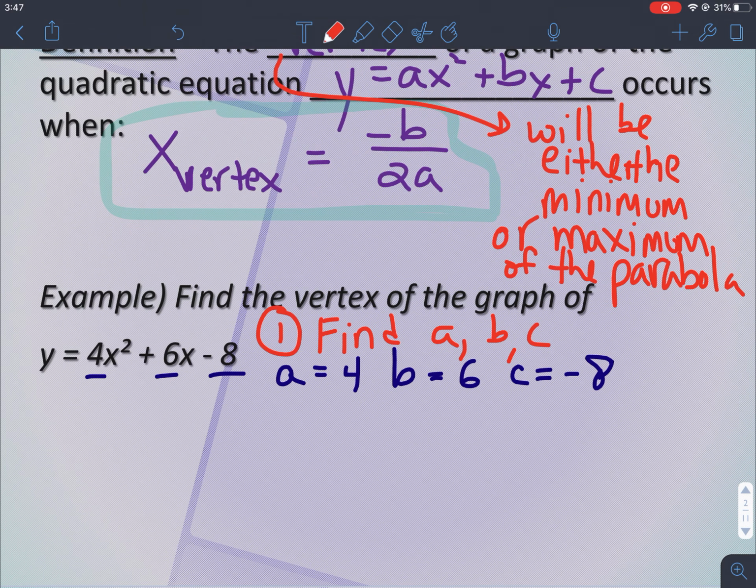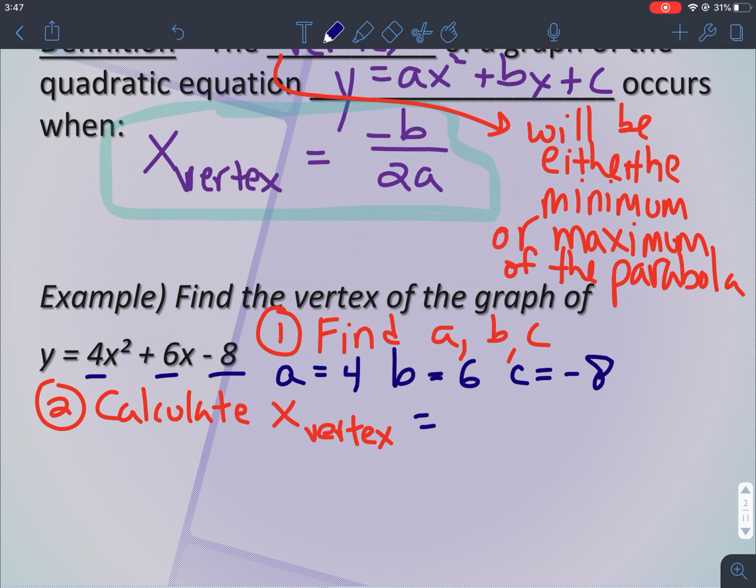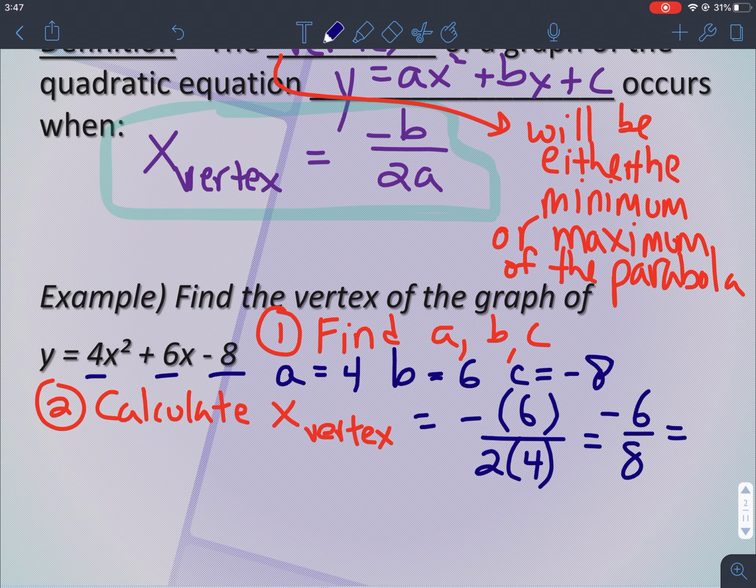The next step is going to be calculate the x-coordinate of the vertex. In this case, it's going to be negative 6 over 2 times 4, and that's going to be negative 6 over 8, which reduces to negative 3/4.